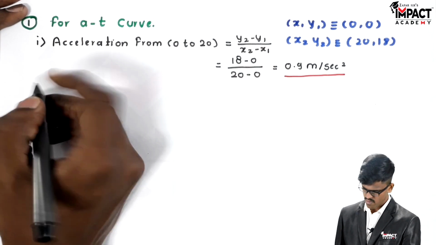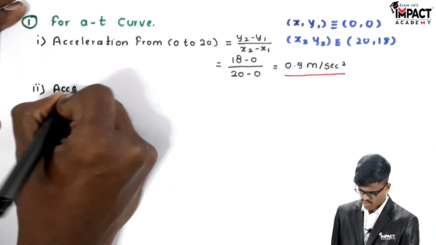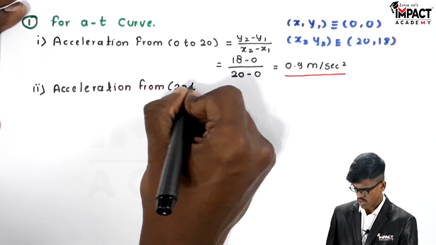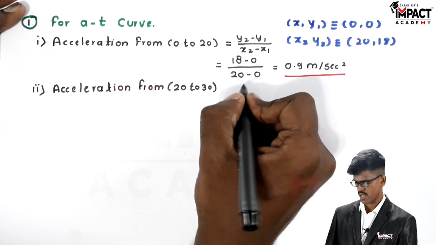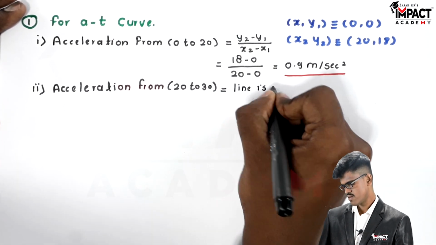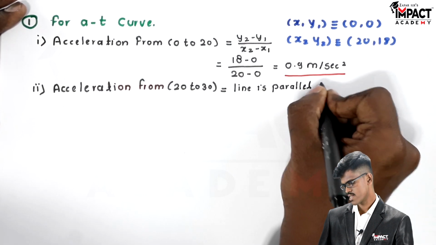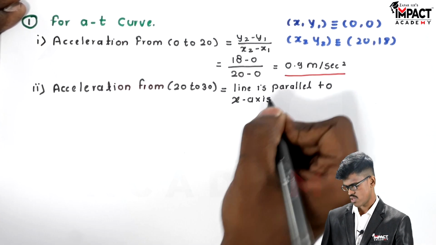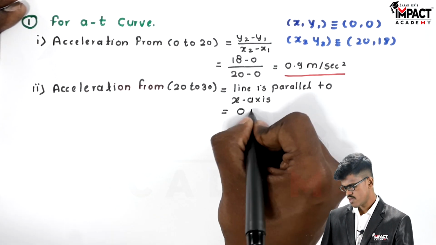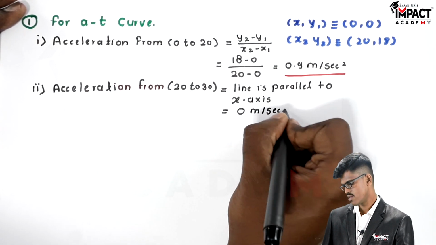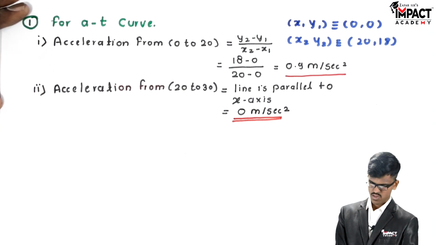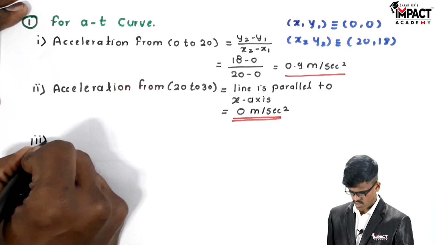So second, from 20 to 30 seconds, the line is parallel to the x-axis, therefore the slope will be 0 meters per second square. Okay, this is our second answer. Now our third.